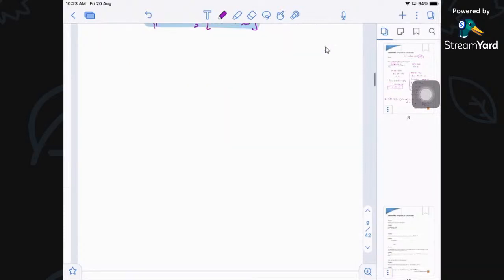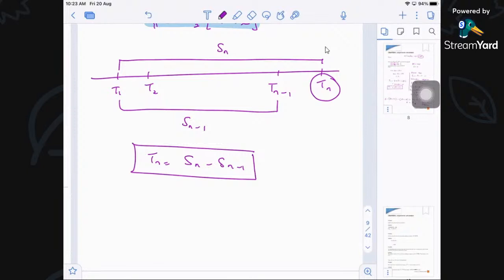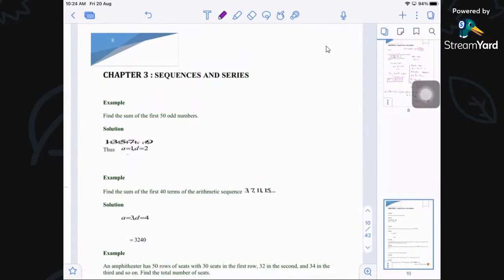Under this summation formula, you remember last week I told you all, this is T1, T2, and then this is Tn. So from here to here will be Sn. If this is Tn minus 1, then from here to here will be Sn minus 1. So to get this Tn, you take the formula Sn minus Sn minus 1. This is a general formula which applies for every sequence or every series. Can you all understand this or not? Any problem until here so far? Okay, if no problem, I carry on.